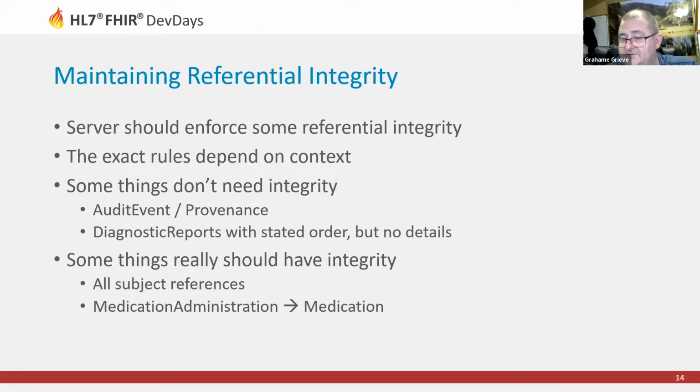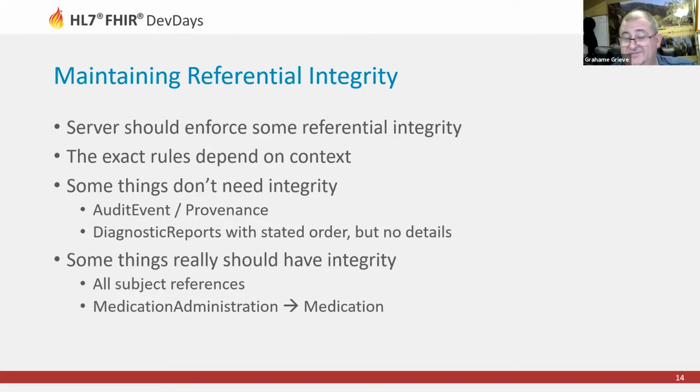Another really common business workflow is to get a diagnostic report with a stated order. It's based on an order, but you don't know that. You don't know anything about that order. It's very common in clinical practice. And so you don't want a server that requires data integrity on diagnostic report based on.